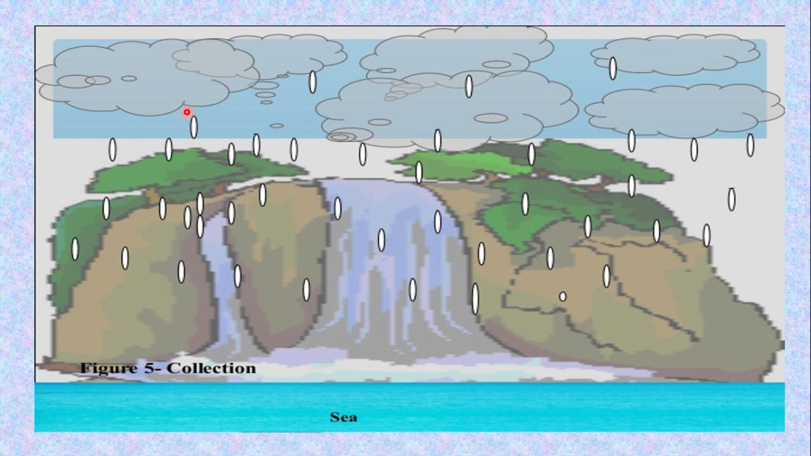Collection. You can see in this picture what is happening when the rainwater reaches the ground from the atmosphere. It goes to the ground and is collected in the seas, oceans, rivers, lakes, and most of the water can also be taken up by the soil or soaked into the underground layers. So this is named as collection.